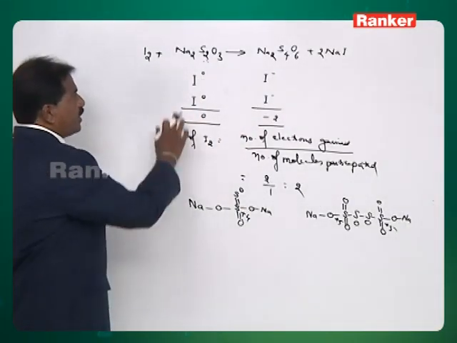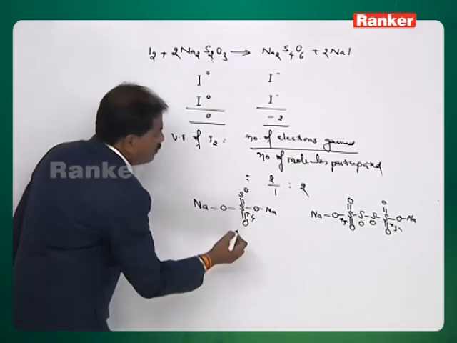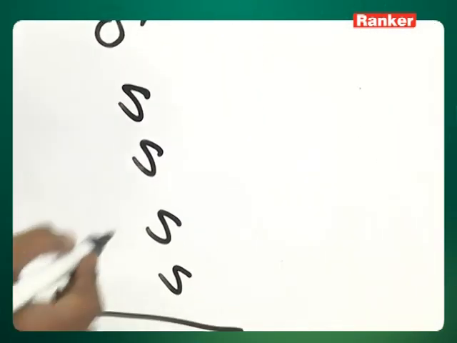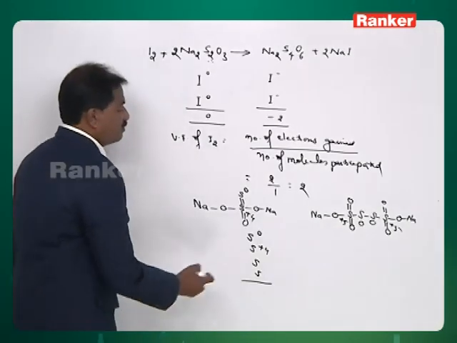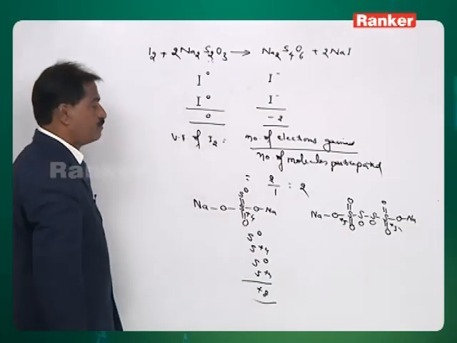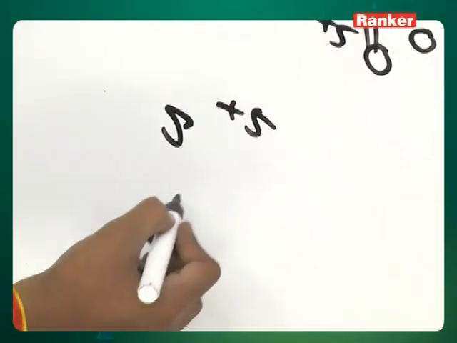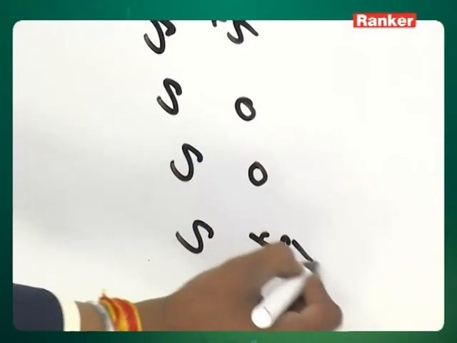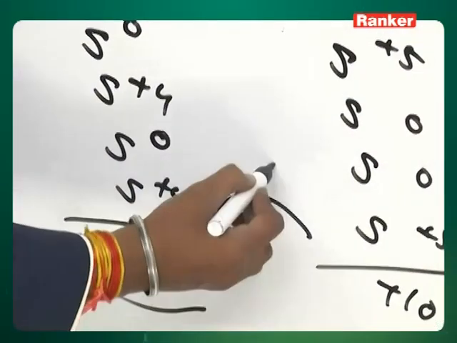Now, in this reaction, first you balance this reaction. In this reaction, total 4 sulfur atoms are participating. The oxidation state of the first sulfur is 0. Next sulfur is +4. Similarly, in another molecule, 0 and +4. Total oxidation state +8. This side 4 sulfur atoms are present. First sulfur +5, second sulfur 0, third sulfur 0, fourth sulfur +5. Here total +10. The difference is 2 units.